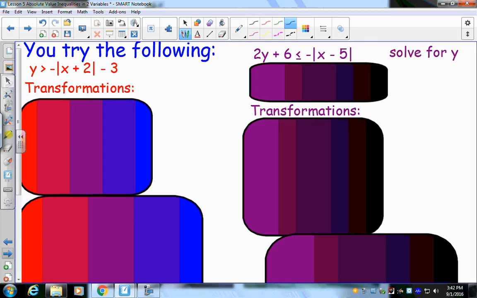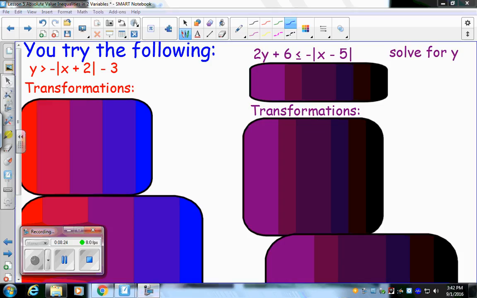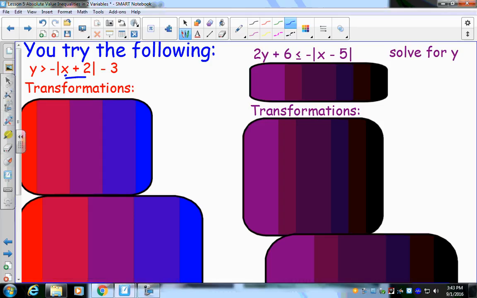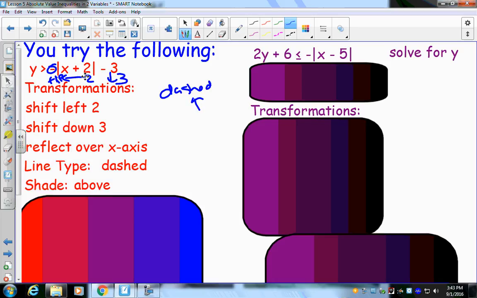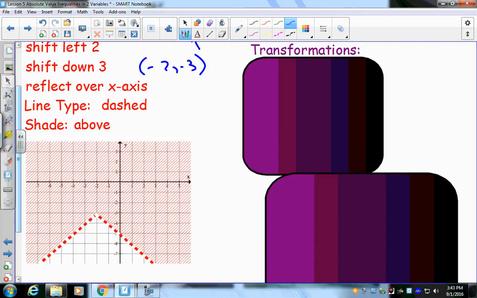All right, so you pause the video and try a couple transformations on your own. All right, now I'm going to go over them. So this first one on the left, y is by itself, so I'm good to go. I notice that I am moving to the left 2. I am moving down 3, and I have a flip. It's also a dashed line, and it's shading above. It's a greater than. Okay, so it tells me all of those things. So when I look at it, my vertex is going to be at the point (-2, -3). All right, and here it is at (-2, -3). It's going down with a dashed line, and I am shading above.